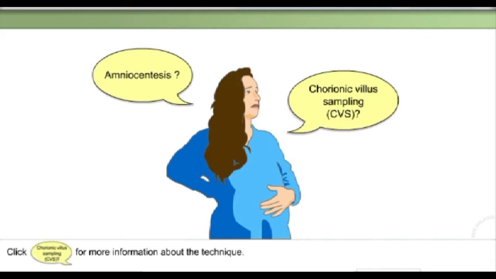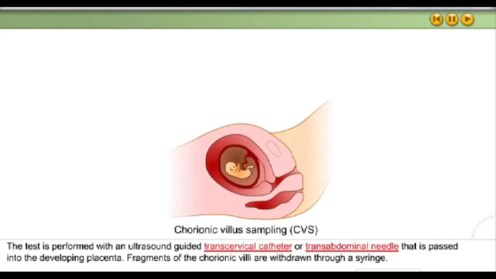The test is performed with an ultrasound-guided transcervical catheter or transabdominal needle that is passed into the developing placenta. Fragments of the chorionic villus are withdrawn through a syringe. So you see the transabdominal needle is passed through the pelvis to take the fragment of chorionic villus, and the chorionic villus is withdrawn through a syringe.